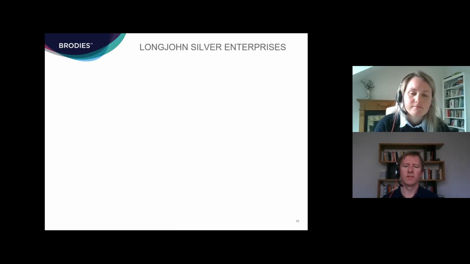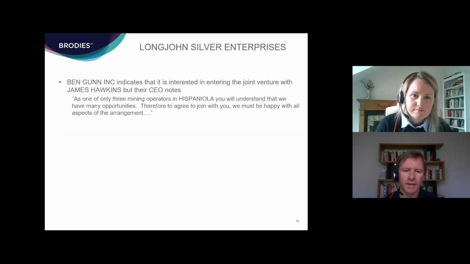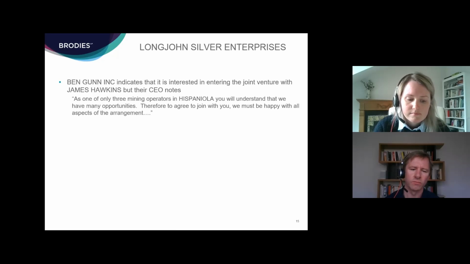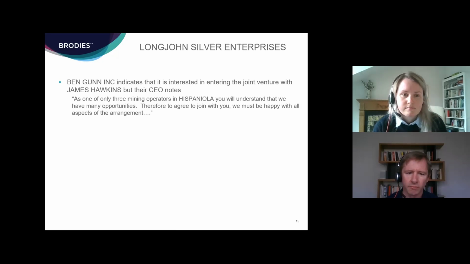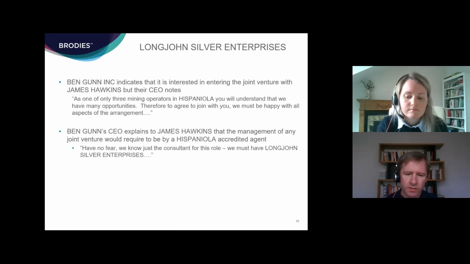So taking the story forward, we introduced Long John Silver Enterprises. Ben Gunn, the local company in Hispaniola, indicates that it is interested in entering this joint venture opportunity with James Hawkins, but their CEO explains, "As one of only 3 mining operators in Hispaniola, you'll understand that we have many opportunities. Therefore, to agree to join with you, we must be happy with all aspects of the arrangement." And the CEO goes on to explain to James Hawkins that the management of any joint venture would require to be by a Hispaniola accredited agent, but reassuringly says, "Have no fear, we know just the consultant for this role, we must have Long John Silver Enterprises."